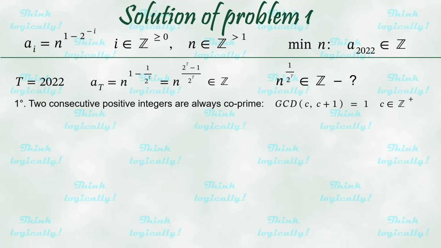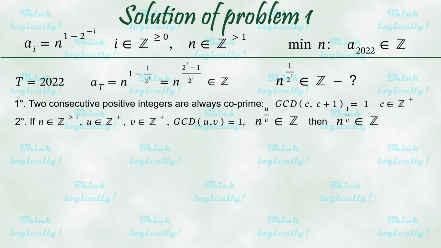Since there is statement number 1, you certainly assume that there must also be statement number 2. Here is statement number 2. If n is a positive integer greater than 1, u and v are co-prime positive integers, and n to the power of u over v is an integer, then n to the power of 1 over v is also an integer.